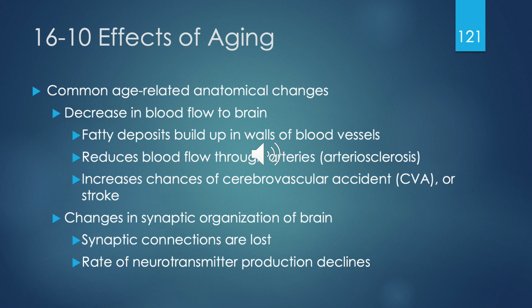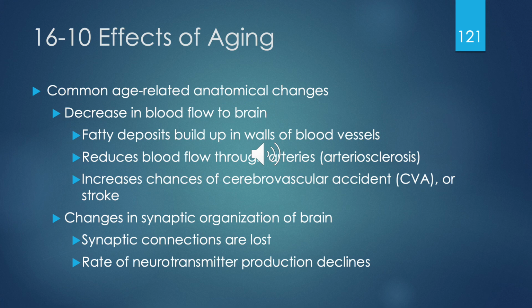Additional age-related changes that we see in the nervous system include a decrease in blood flow to the brain and changes in the synaptic organization of the brain. Over time, fat in our bloodstream will deposit on the intimal lining, or the inner wall of the blood vessels. This deposit narrows the lumen, and in doing so, it reduces the blood flow through the arteries in a process called arteriosclerosis, also known as atherosclerosis.